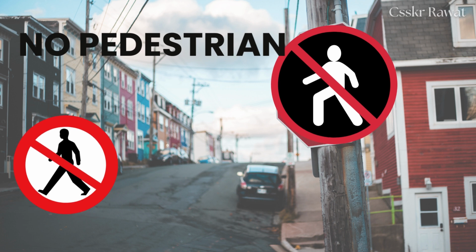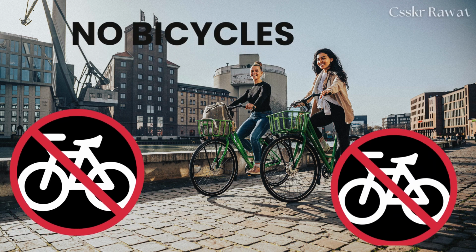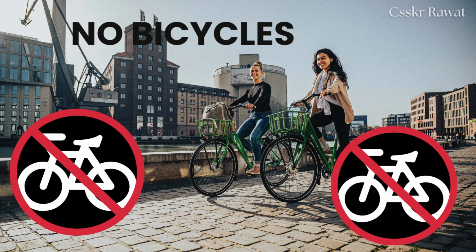No pedestrian sign. This sign means they are not allowed to walk or cross the road in that area. It's not safe for pedestrians. No bicycle sign. This sign means they cannot ride their bicycles in that area. It's not safe for biking.